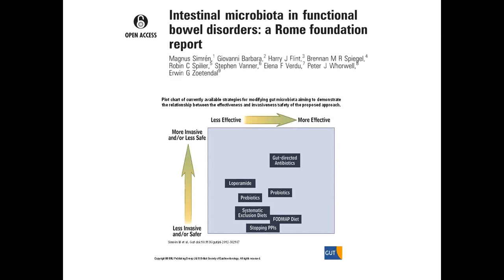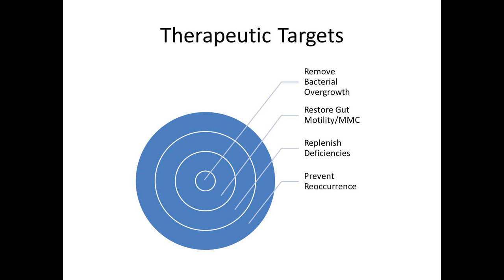And before I get into strategy, this summarizes some of the more effective treatments to alter the intestinal microbiota. At the top, the more effective would be gut-directed antibiotics, but it's also at the same time more invasive. And you can see the FODMAP diet made this list as less invasive and also effective. So in the middle, probiotics are also shown in this study as being an effective and fairly safe way to address the microbiota. So now to strategy, and we're getting to a point where I'm probably going to have to speed up just a little bit.